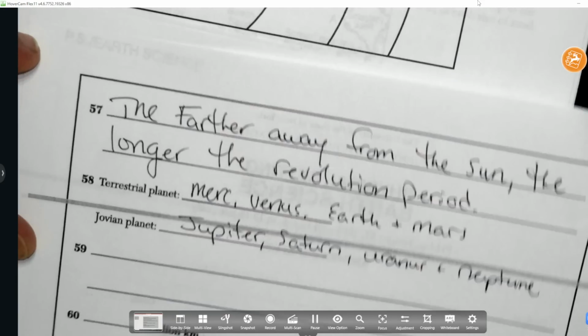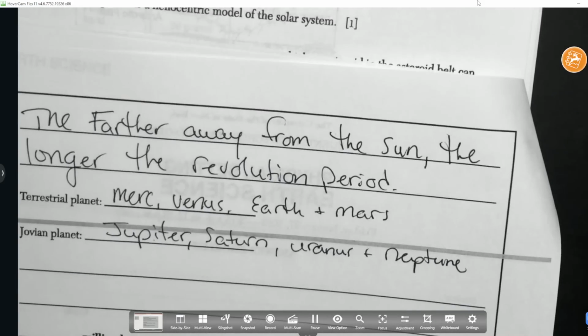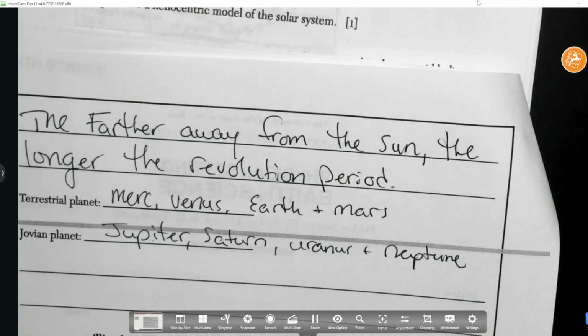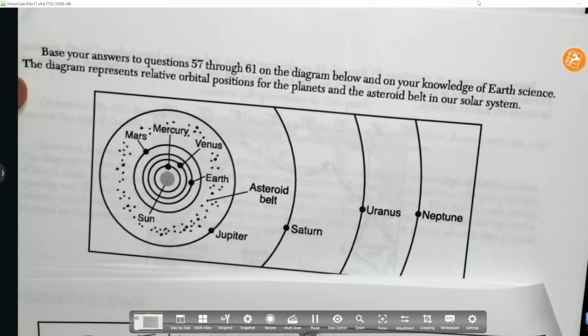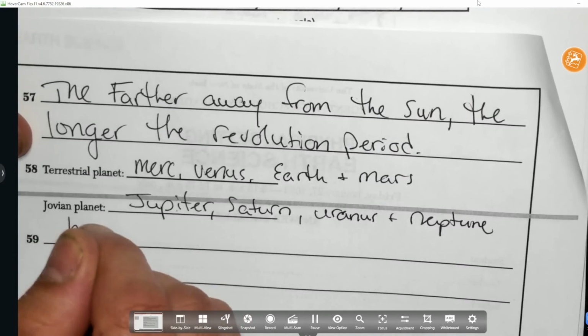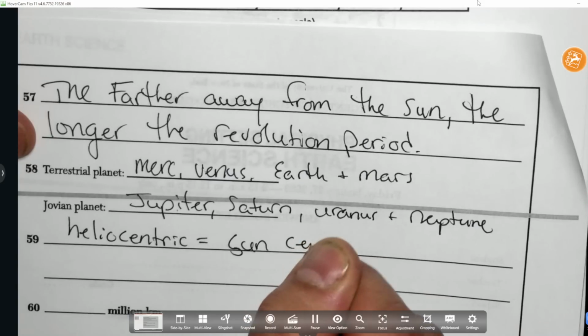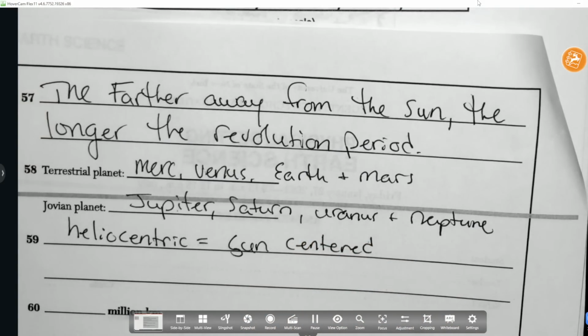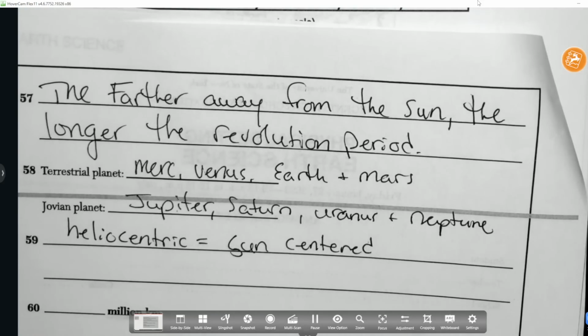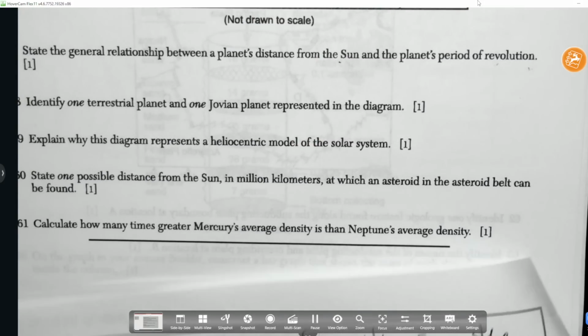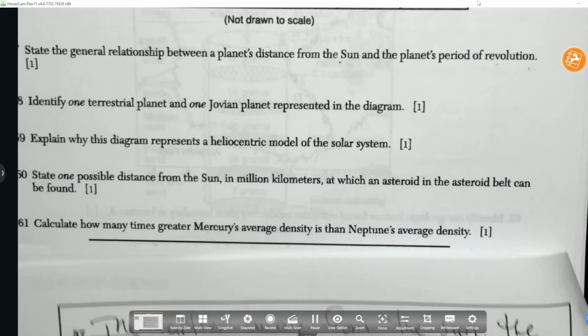59. Explain why this diagram represents a heliocentric model of the solar system. Helio, as in helium, the element that was discovered on the sun, means it's sun-centered. So, heliocentric equals sun-centered. And conversely, sometimes in some old ones we might see it as the Earth in the middle. That would be known as a geocentric. Geo meaning Earth, also not true.